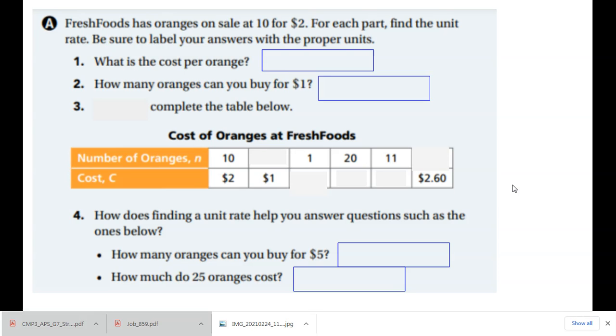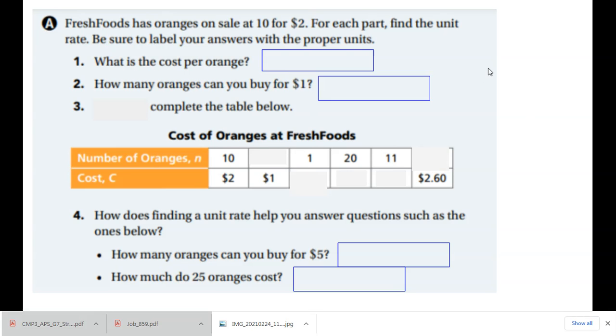So if it's $2 for 10 oranges, how much does each orange cost? That's what number 1 is asking. Number 2 is asking, how many oranges can you buy for $1? And then you're just going to go ahead and complete this table. I've already given you some text boxes here.